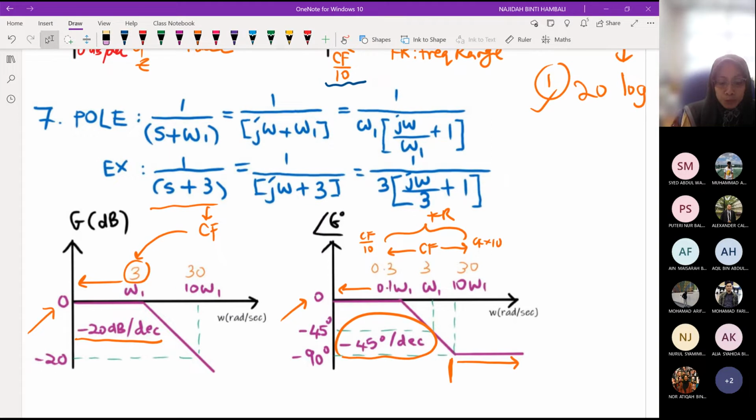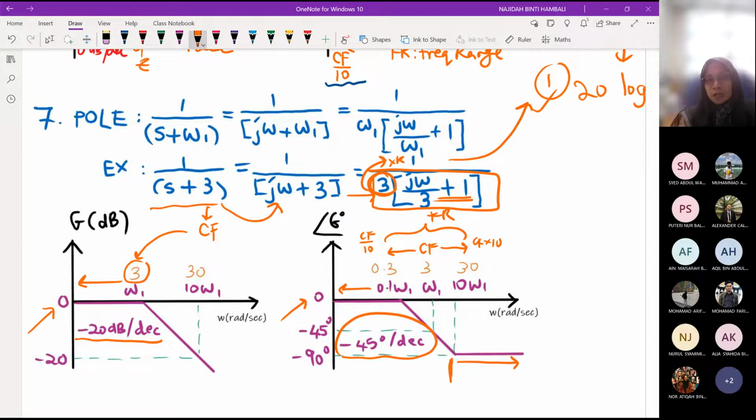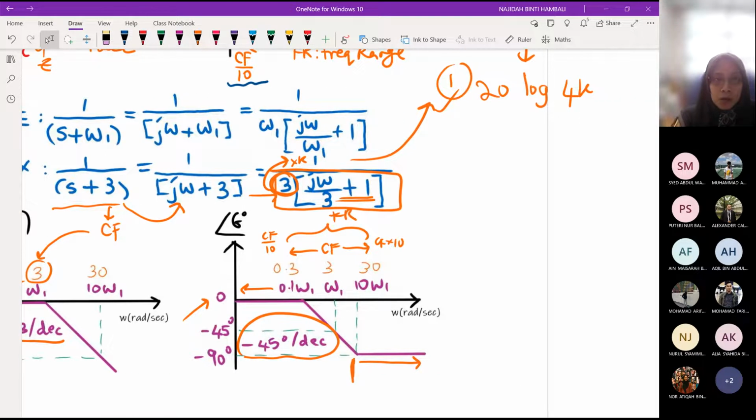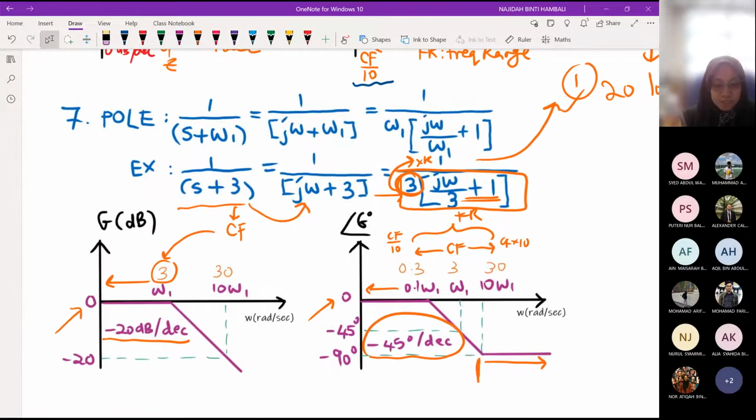Okay, for pole it is the same too. Once you convert into frequency by replacing S with J omega, you need to rearrange and normalize your function until you have plus 1. So this one, the 3 in front, you need to bring up and multiply with your K, and use theory number 1, 20 log K. So 20 log K must consider any constant after you normalize your zeros and poles in the transfer function in frequency domain, then you need to simplify all the constants into one final value of the constant and use theory number 1 for 20 log K. No questions? Okay.